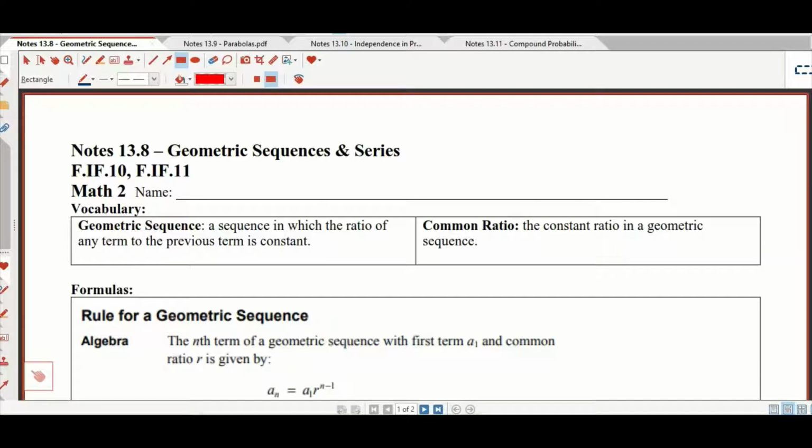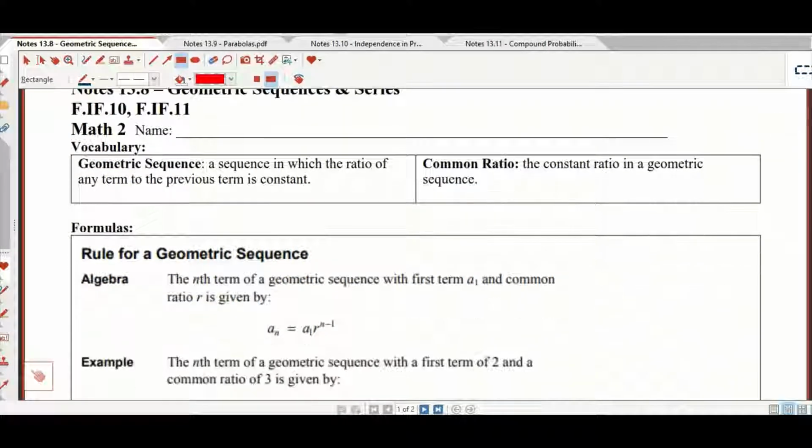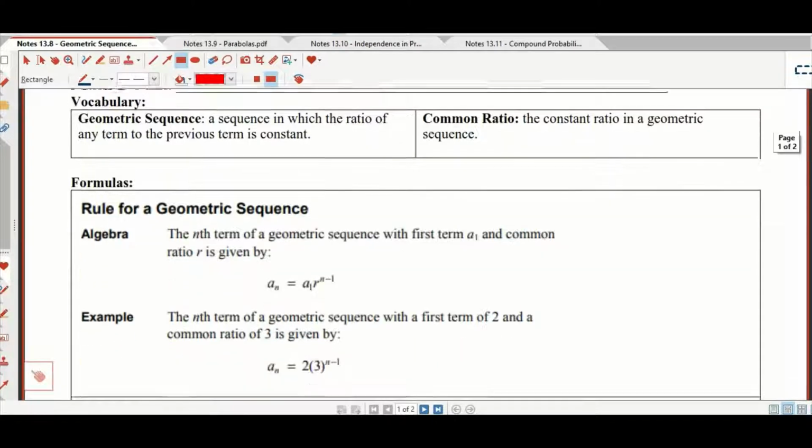This is Mr. P. Today we'll be doing our guided notes for section 13.8, Geometric Series and Sequences for the honor section of Secondary Math 2. Now, a geometric sequence is a sequence in which the ratio of any term to the previous term is constant, and that common ratio is the constant ratio in a geometric sequence.